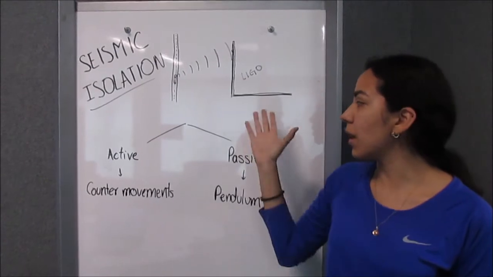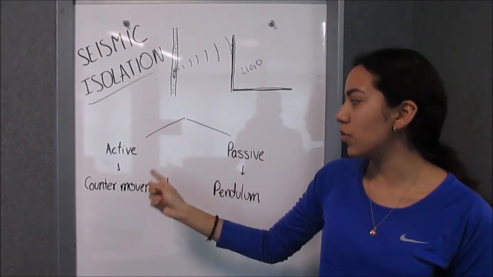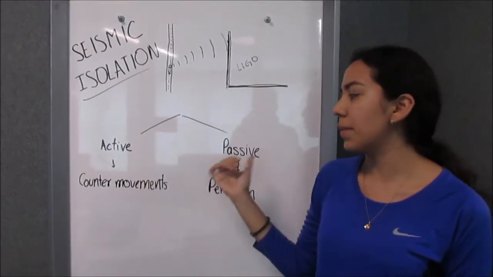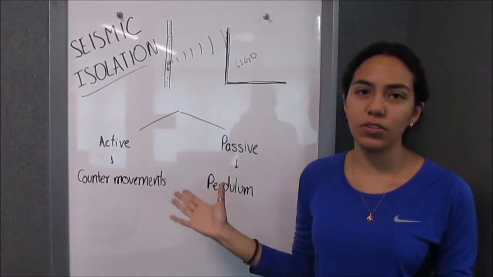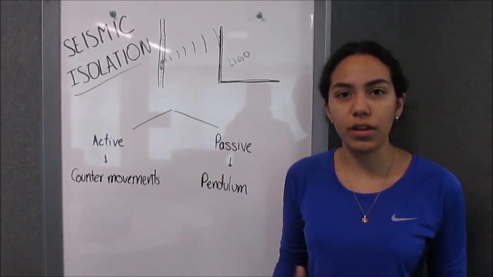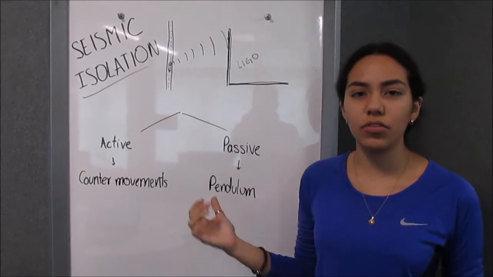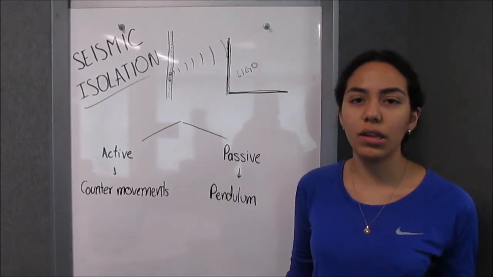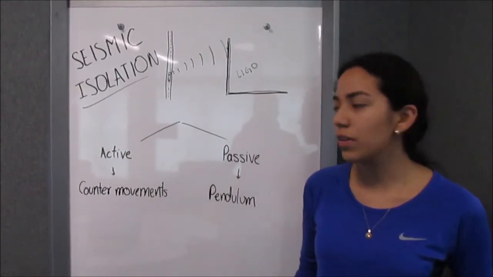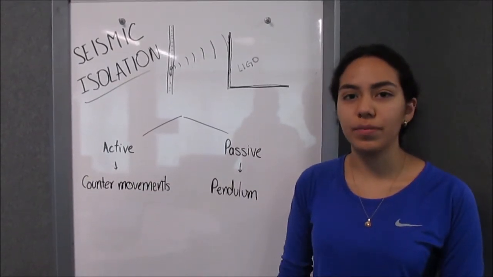The LIGO has one, and it divides into two main parts, which are the active damping and the passive damping. The active damping consists in creating counter movement to the vibrations that are affecting the interferometer, and the passive system consists of a pendulum that eliminates all vibrations that weren't eliminated through the counter movements, so they act complementary.